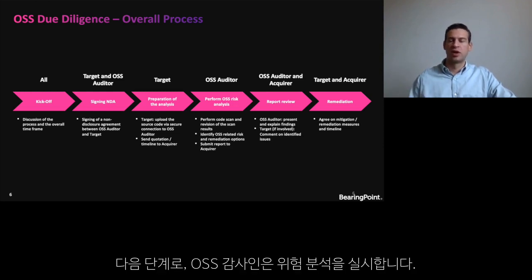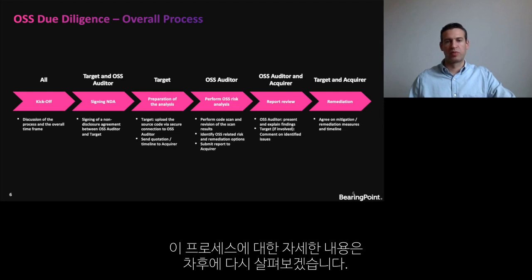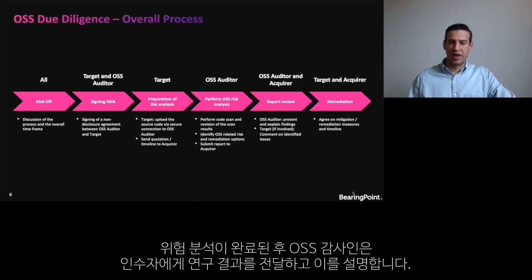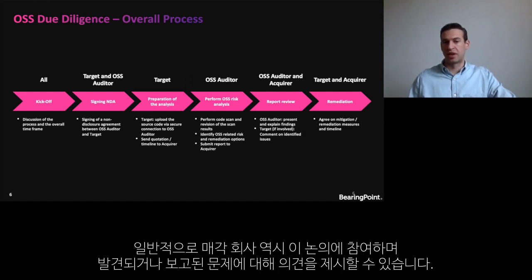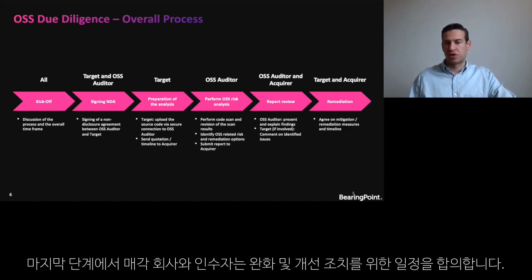The OSS auditor then performs the risk analysis in the next step. We will come to this process in more detail on the next slide. And after the risk analysis is completed, the OSS auditor presents and explains his findings to the acquirer. Usually the target is also part of this discussion, and they can comment on issues that have been found and reported. In the last step, target and acquirer agree on mitigation and remediation measures, and of course on a timeline when and how to do that.